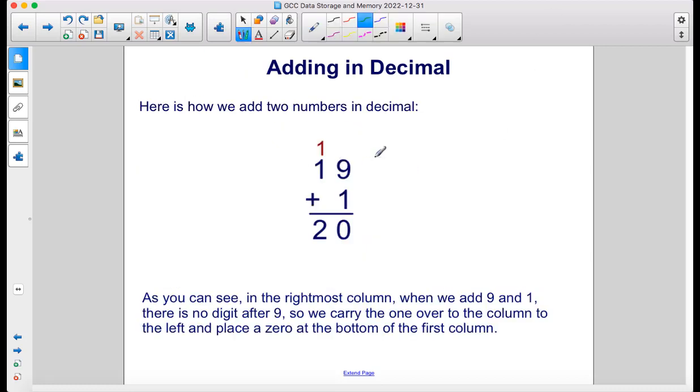Here's how we add 2 numbers in decimal. This might seem simple, but relearning how to add in decimal will help us when we're trying to add in binary. So as you can see, in the rightmost column, when we add 9 and 1, there's no digit after 9. So we carry the 1 over to this column, and we place a 0 at the bottom of the first column.